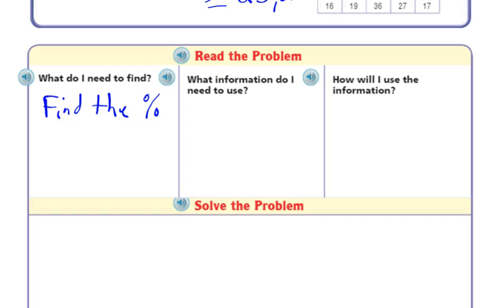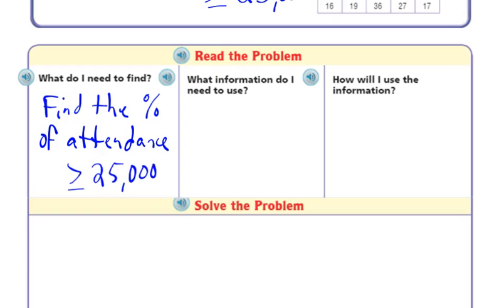Find the percent of attendance greater than or equal to 25,000. I definitely abbreviated that so we didn't have to fill in a bunch of language here. So what information do I need to use? I'm going to use the data in the table. Of course, data given.